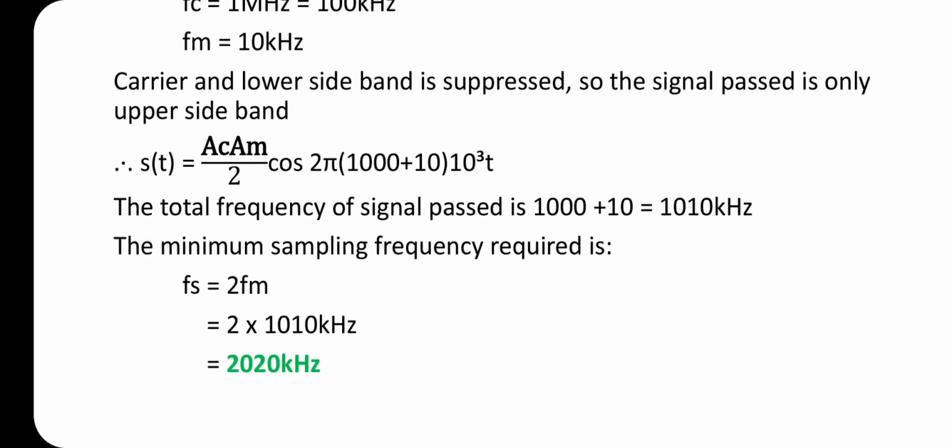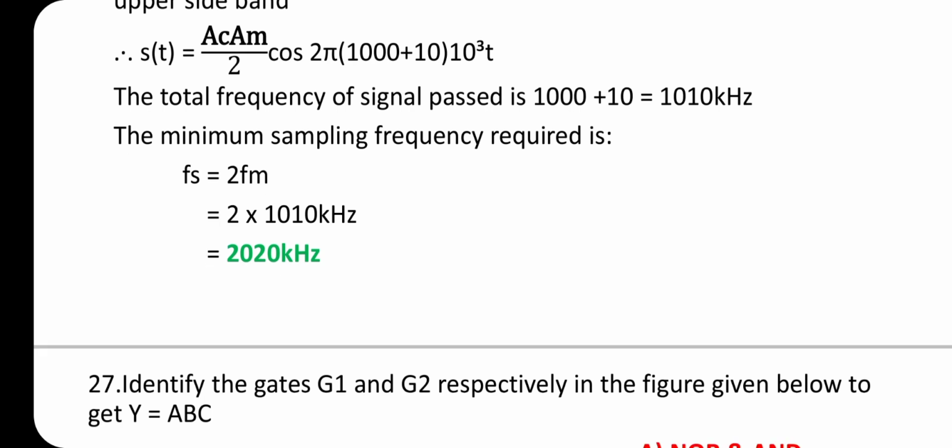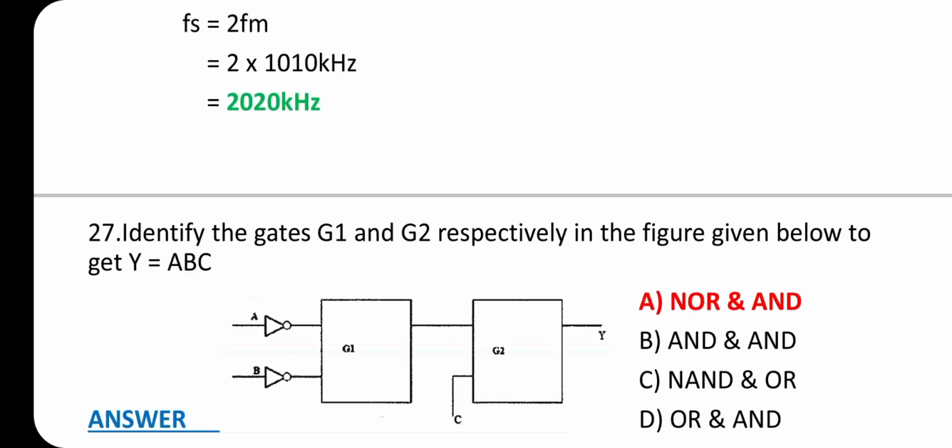The minimum sampling frequency required is fs equal to 2 fm, where fm is the maximum frequency of the signal. So fs equal to 2 into 1010 kHz, which is the answer, 2020 kHz.